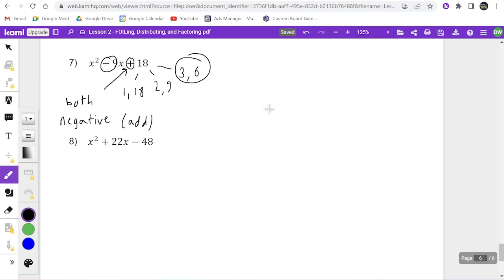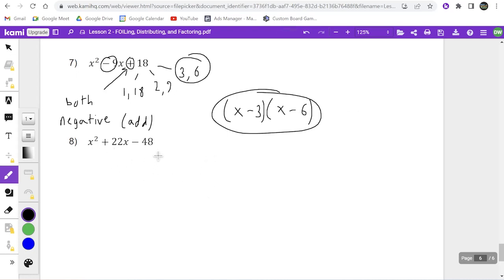We said both of these are negative, so you can instantly go to your final answer, which is x minus 3 and x minus 6. And there we go. Easy as that. And then the last one we have, number 8, x squared plus 22x minus 48.